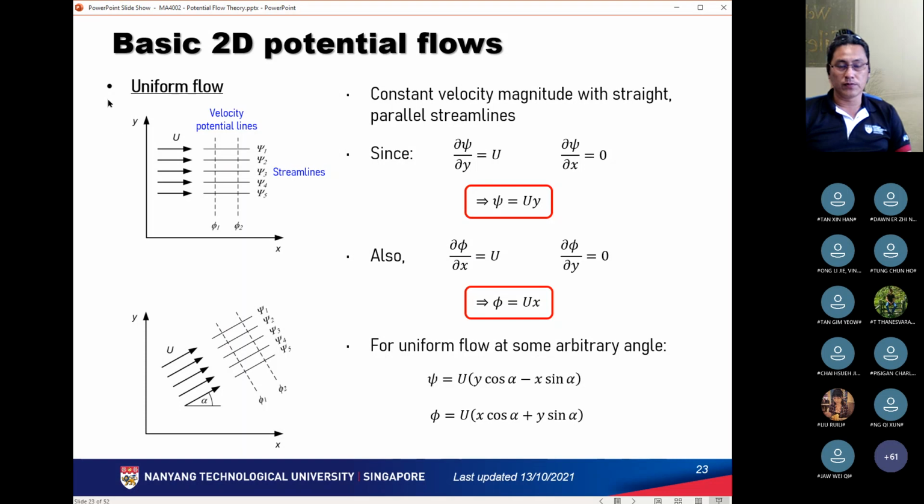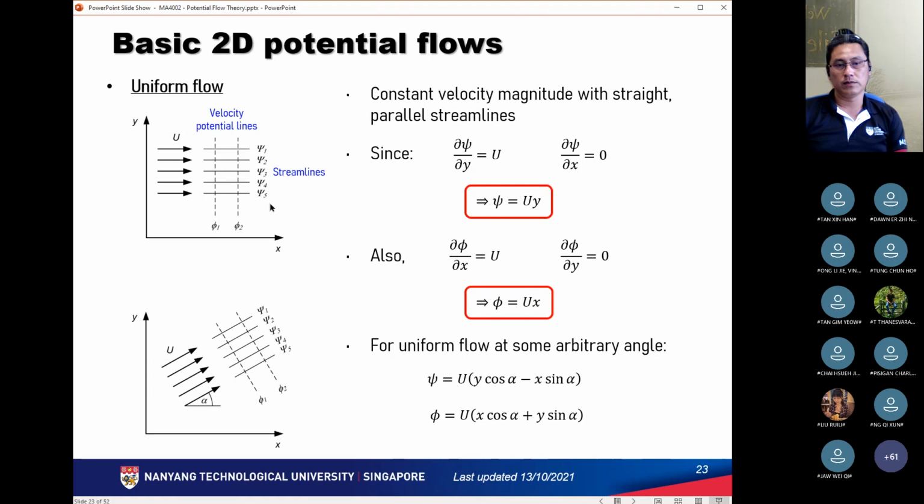Hopefully you guys can see my mouse over here. So let's say we have an XY coordinate system and we have a uniform flow that's moving from left to right, parallel to the x-axis. If you think about it, surely the streamlines will be parallel to the uniform flow direction. And let's say this uniform flow has a velocity magnitude of capital U. So the horizontal lines here will depict the streamlines. So we have psi 1, psi 2, and so on and so forth.